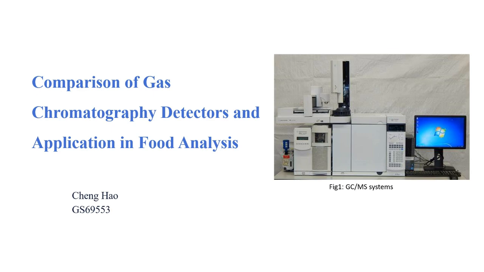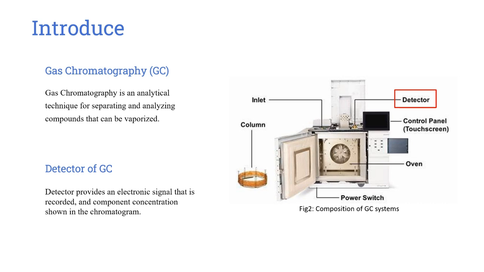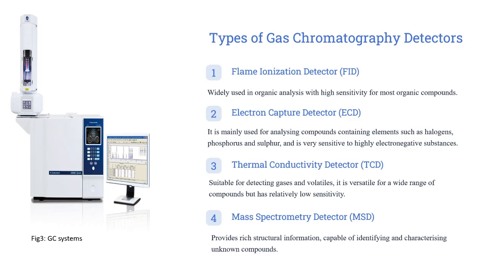Today I will present on the topic of comparison of gas chromatography detectors and its application in food analysis. GC is an important analytical technique used for separating and analyzing compounds that can be vaporized. At the end of GC is a detector, which provides an electronic signal recorded in the chromatogram, showing the concentration of different compounds. Let's divide into the types of the detectors.